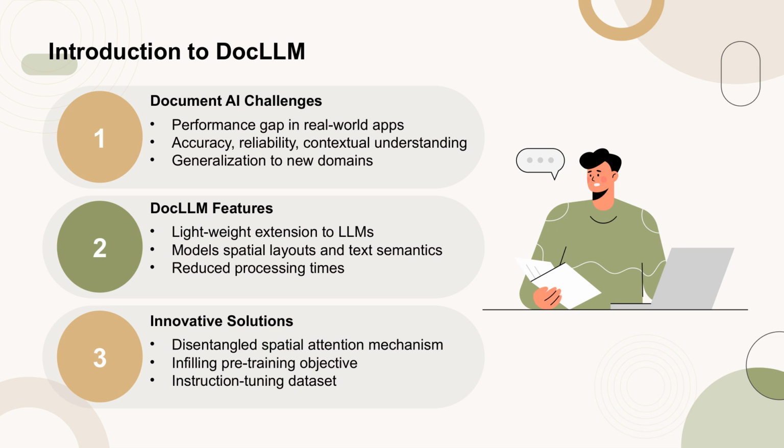Unlike traditional large language models, DocLLM is a lightweight extension that excels in visually rich form understanding tasks. It models both spatial layouts and text semantics, reducing processing times without relying on complex vision encoders. The paper also presents innovative solutions, including a disentangled spatial attention mechanism, an infilling pre-training objective tailored for irregular layouts, and an instruction tuning dataset specifically curated for visual document intelligence tasks.